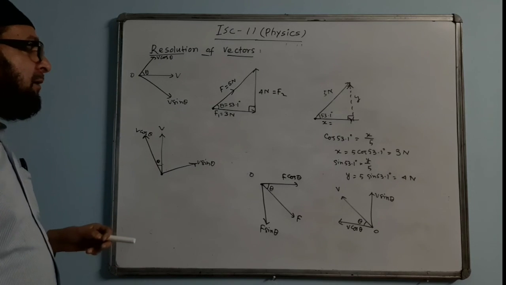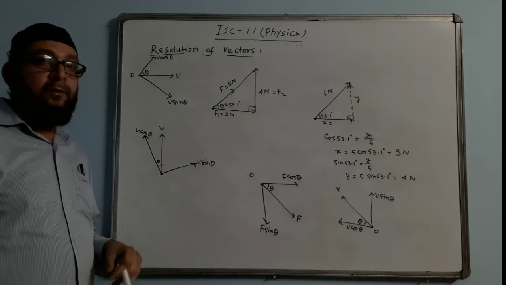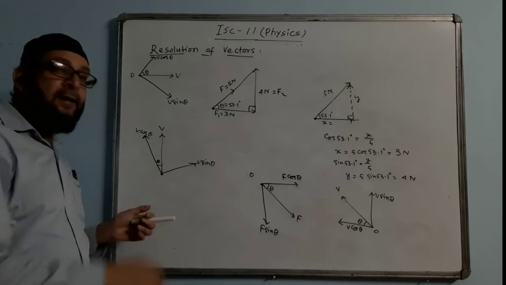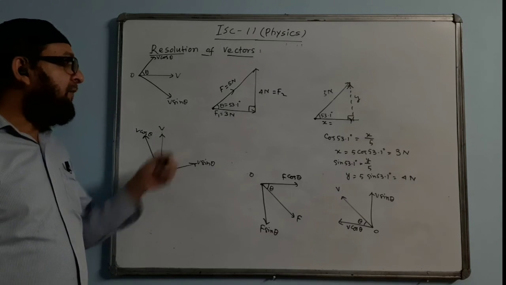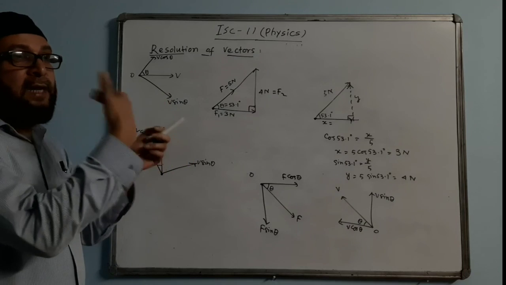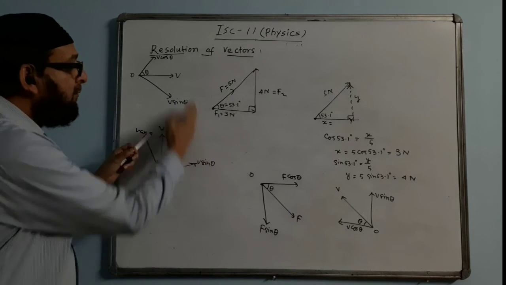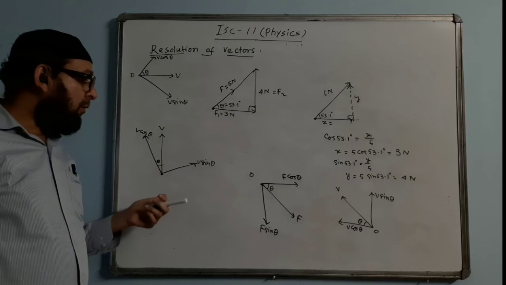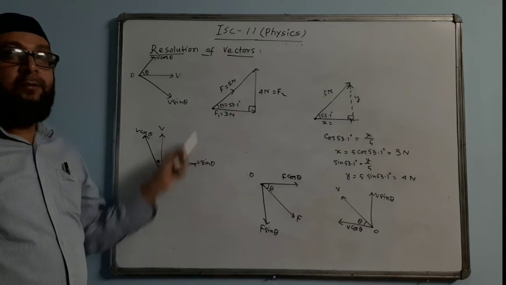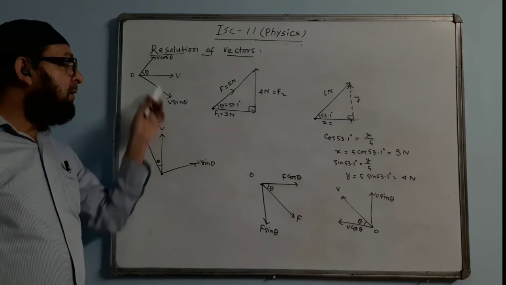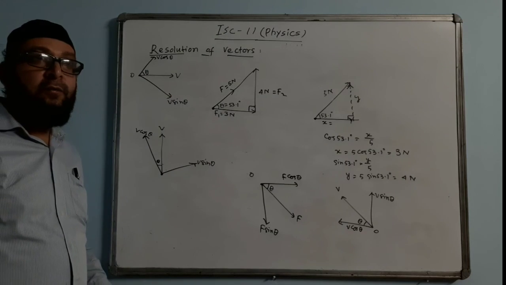So generally, a horizontal vector and a vertical vector we do not break into components. If any vector is inclined at some angle, that we will break in the horizontal way and the vertical way. Horizontal component: if the angle is there, it will come in cos form, and the other component will come in sin form. So this topic is called resolution of vectors.